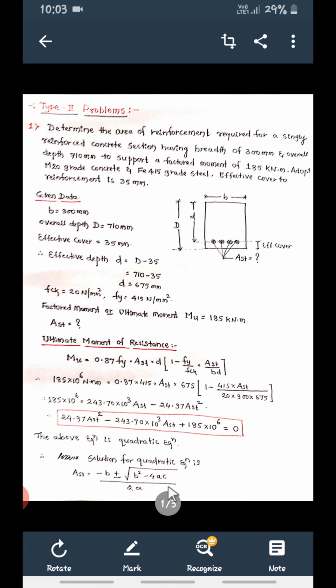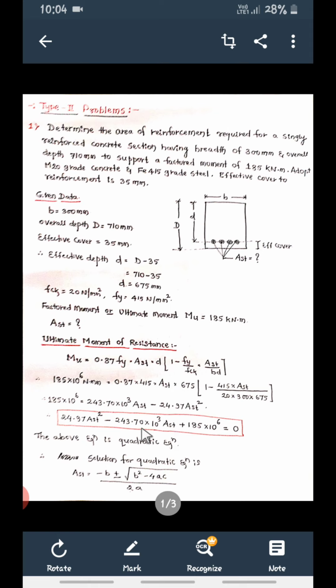So this is the solution for a quadratic equation, that is, minus b plus or minus square root of b square minus 4ac divided by 2a. Now note down the terms here. What is a, what is b, and what is c? It is in the form of ax square plus bx plus c. So a is 24.97, plus 24.97.